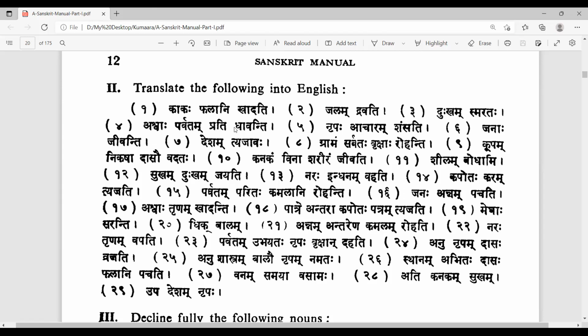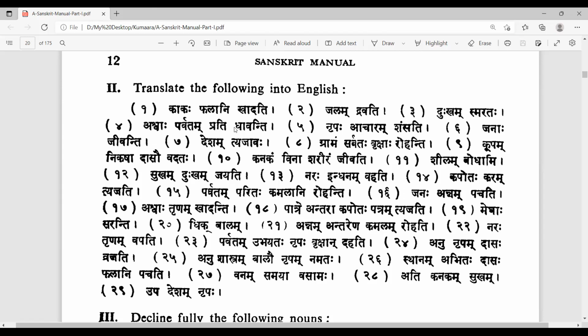Kapotaha patram tyajati, drops. Tyajati, like that meaning. Yes, tyajati, patati only, that is better. Not patram patati, you cannot say. Patram patati means falls; patayati you have to say, the pigeon makes it fall or drops it. Therefore tyajati you can use, that is not a problem, or patayati you can say.